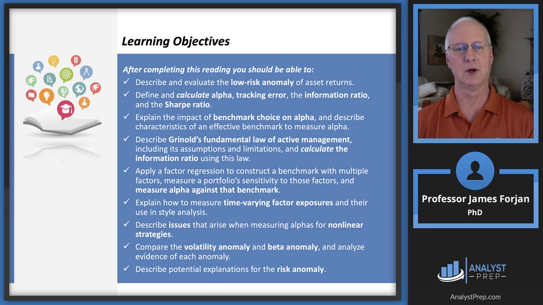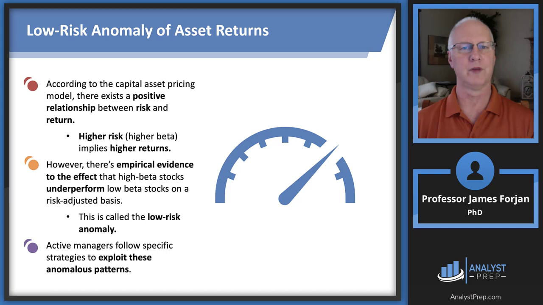Let's fasten our seatbelts. This is not going to be one of my shorter videos. All right, let's go ahead and go back to 1964, William Sharpe and the capital asset pricing model, who showed us that there is a linear relationship between the expected return on a portfolio or an individual stock and the beta of that portfolio. Remember, beta is our measure of what we call systematic risk.